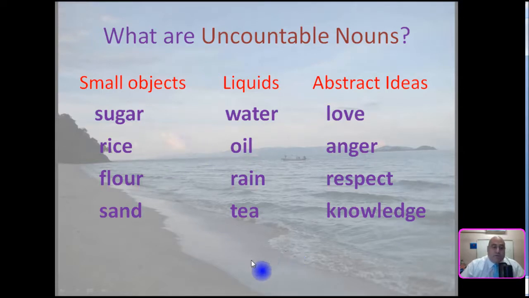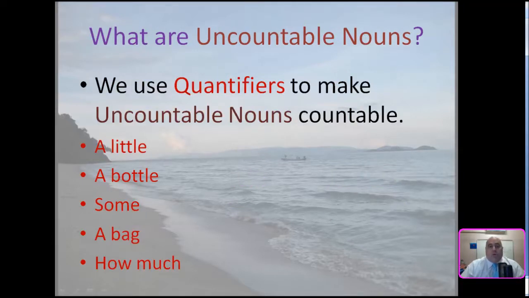As you see the picture in the background, you see the sand on the beach and you see the water. The sand you can't count. The water you can't count. So these are uncountable nouns. We use quantifiers to make uncountable nouns countable. This is just a small example of quantifiers. And a lot of the confusion with quantifiers and countable and uncountable nouns is some quantifiers can be used for both countable and uncountable, which makes it a little bit more confusing to some students.